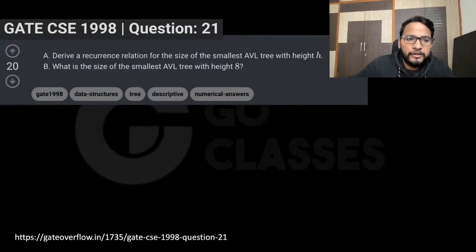So let's solve this PYQ. Now, let's see what this is saying. It is saying: derive a recurrence relation for the size of the smallest AVL tree with height h. So they want to derive a recurrence relation for the smallest AVL tree of height h. That is the question. Now, what does this mean? Let's just solve it for the smallest and for the biggest, and then you will get to know what this means, right? Good. So let's just continue.